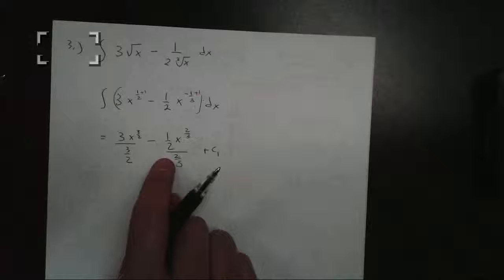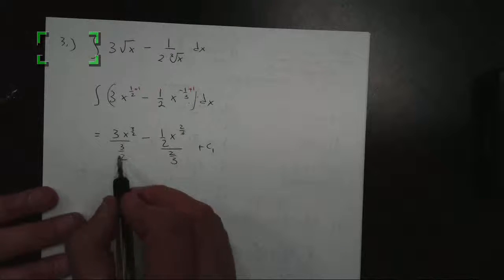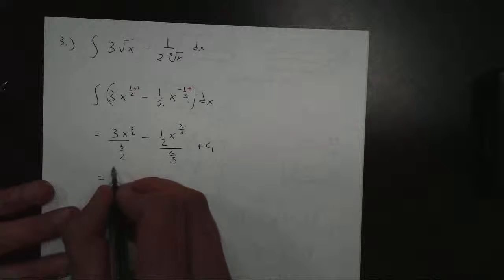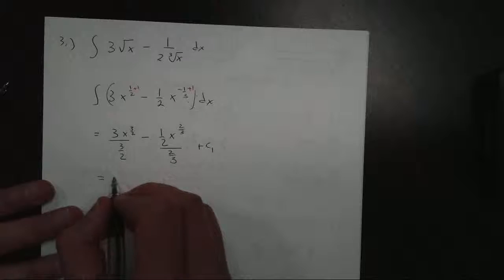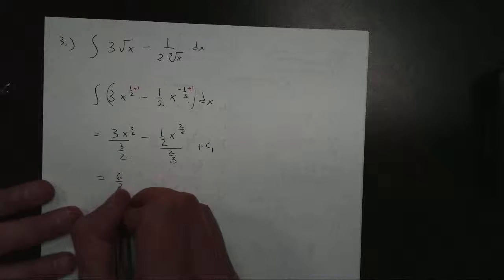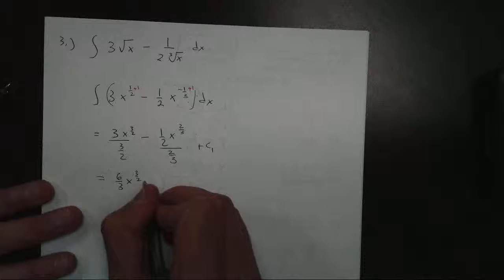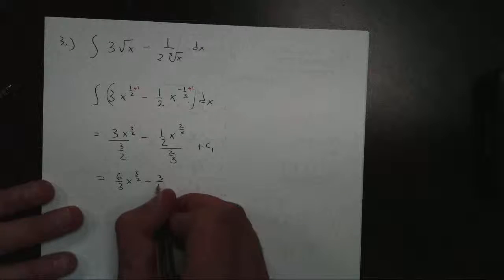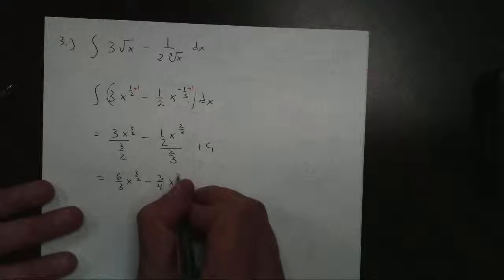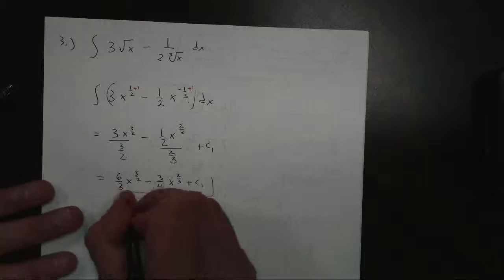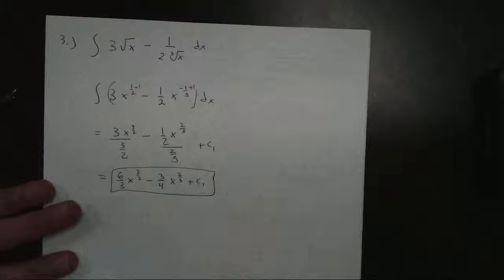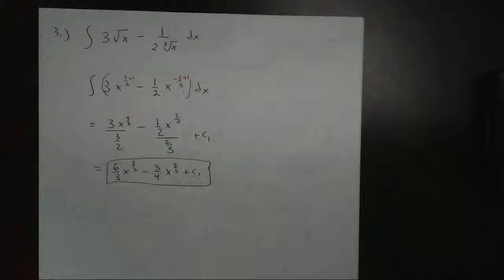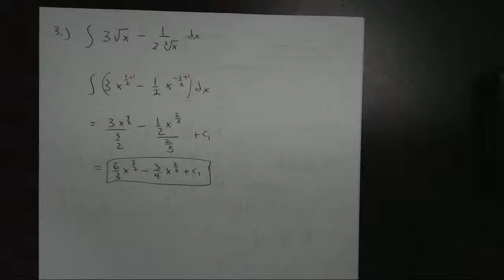Now the only thing is I don't like these complex fractions, so a quick way to do it, I can invert and multiply. You can get really good at this, by the way. This becomes 6 over 3 x to the 3/2 minus, if I flip here, I get 3 over 4 x to the 2/3 plus C1. And you can make that a 2 if you like. Very easy to do.